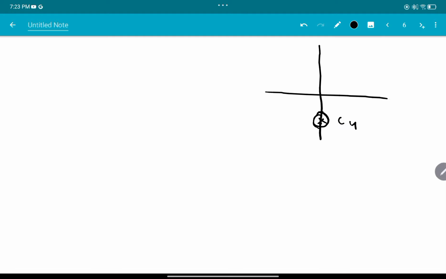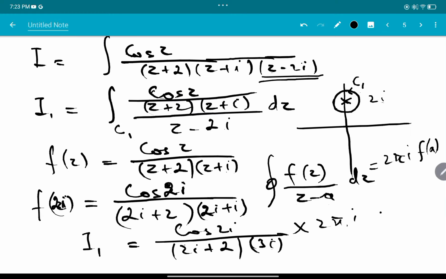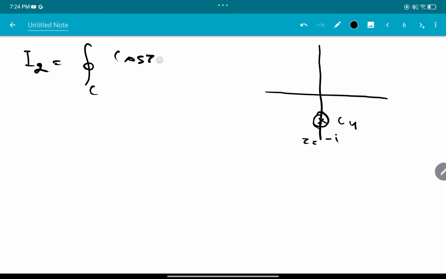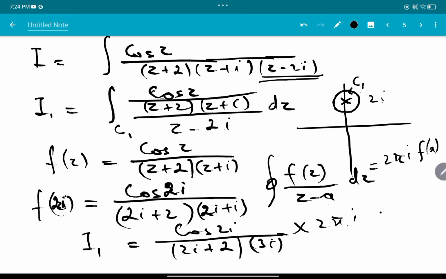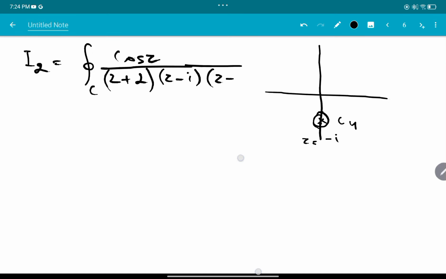It is minus i, z is equal to minus i. Okay, now once again I will call it I2. I2 is equal to the integral over C. What was the original integral? It was cos z divided by (z plus 2), (z minus i), (z minus 2i), (z plus 2i). Let me check. Z minus 2i, plus i, this is plus and this is minus 2i, dz.